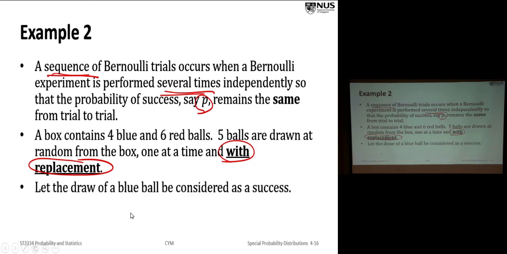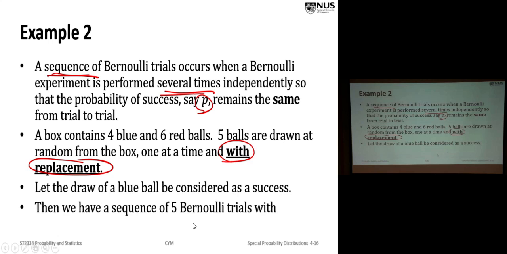So let the draw of a blue ball be considered a success. So we have a sequence of 5 Bernoulli trials with probability of success 4 over 10, or 0.4. So I have the first outcome, which is a Bernoulli distribution. The second outcome is also a Bernoulli distribution.